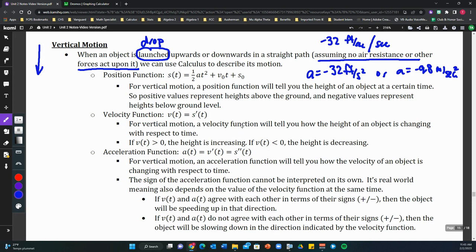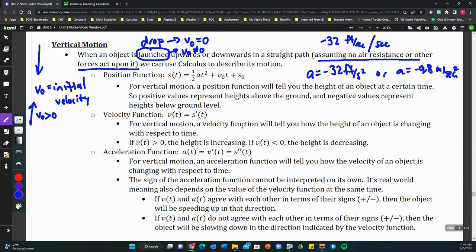And then V naught. V naught is our initial velocity. That is the velocity at which the object is traveling at the moment of release. So if you drop an object, then your V naught is 0. If we launch an object, then your V naught is not equal to 0. It's going to be whatever the speed and direction at which we are launching it. So if I throw a ball up in the air, then V naught will be positive. But if I throw it down towards the ground, then V naught would be negative.